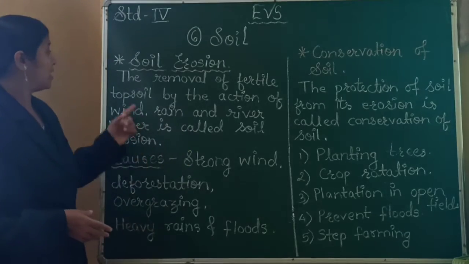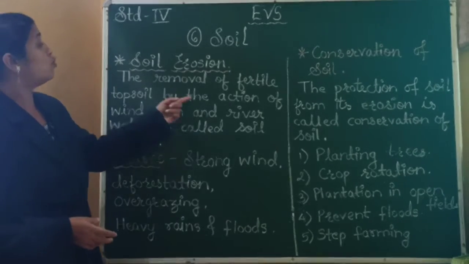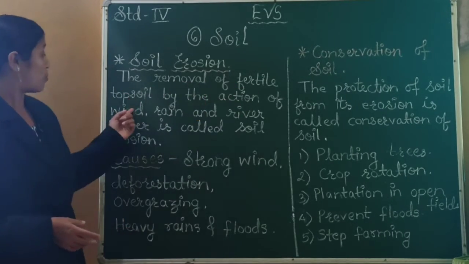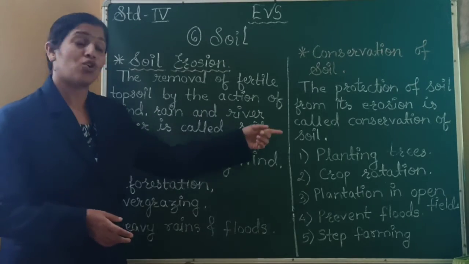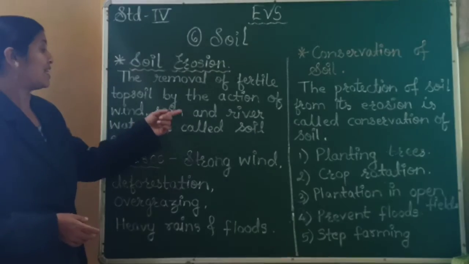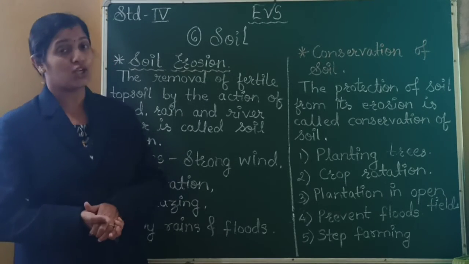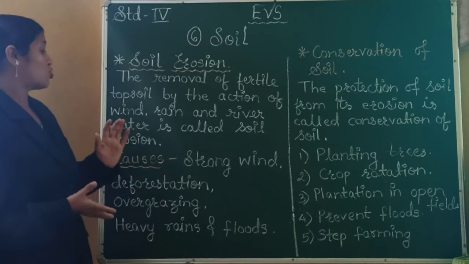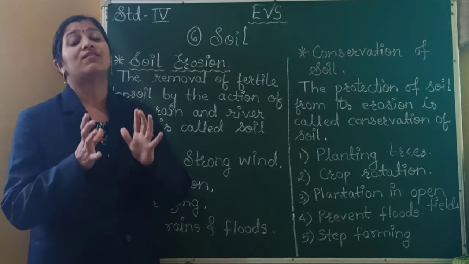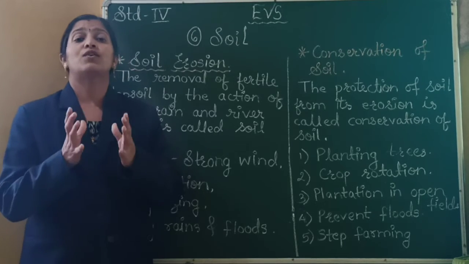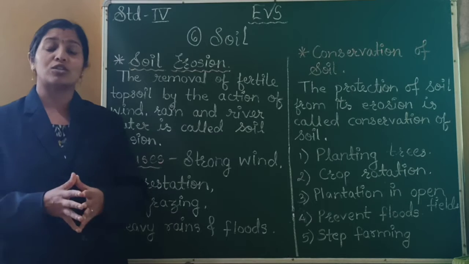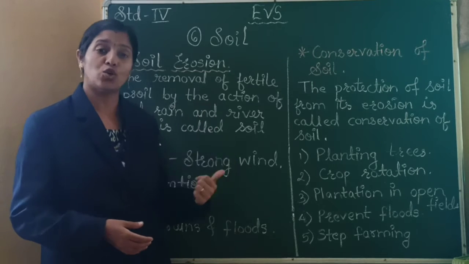Here you can see the definition. The removal of fertile topsoil by the action of wind, rain and river water is called soil erosion. And this soil erosion is very bad, because the fertility of the soil is lost because of it.